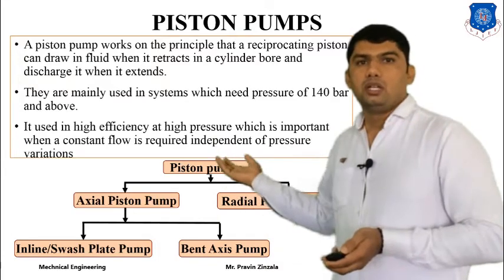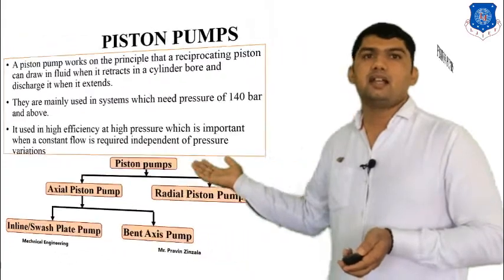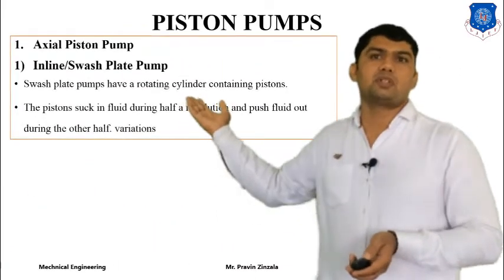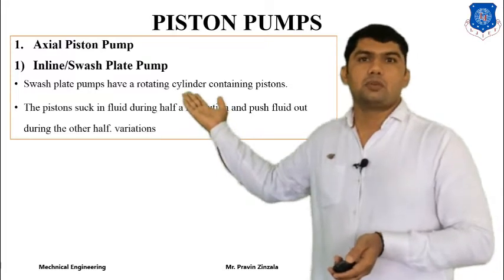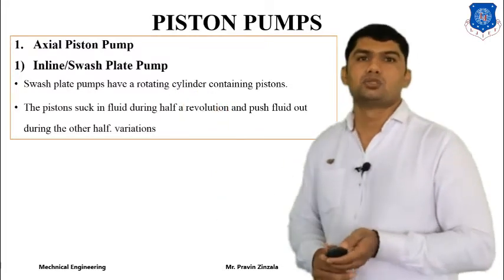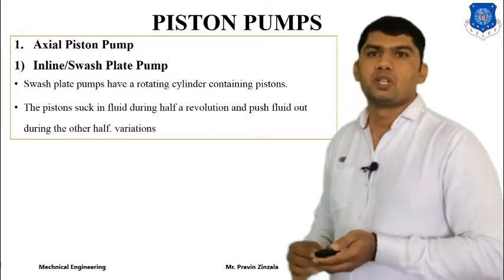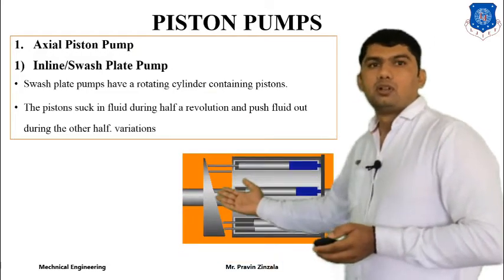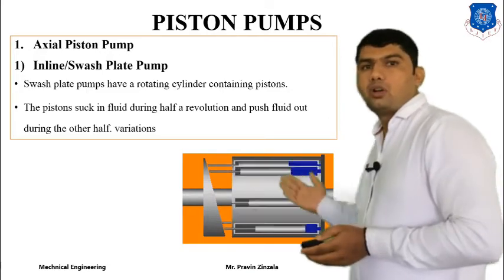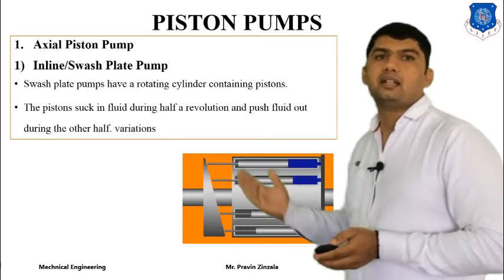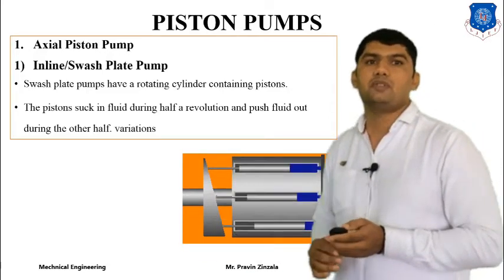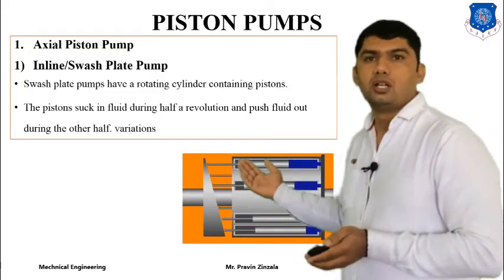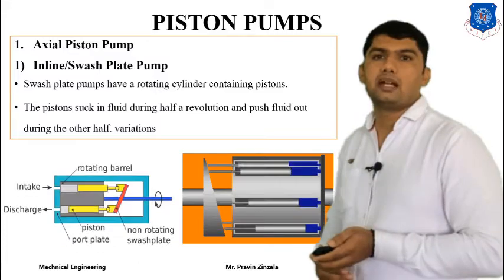Now we will discuss the different types of piston pump in detail. First is the axial piston pump, in which the first example is the inline swash plate type pump. In the inline swash plate type pump, the axis of the pump and the rotation of the cylinder barrel are on the same axis, or we can also say in a parallel direction. So it is called a swash plate or inline axis pump.